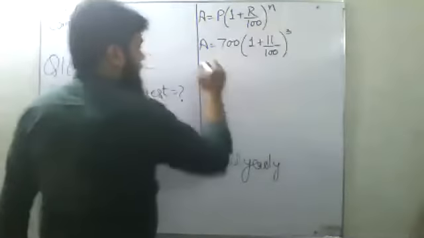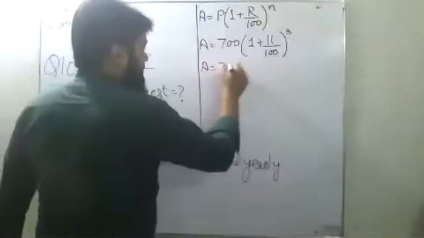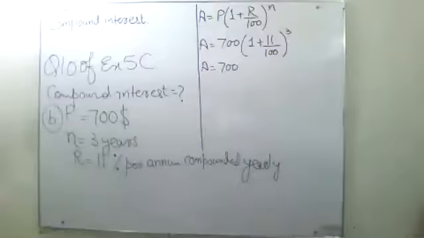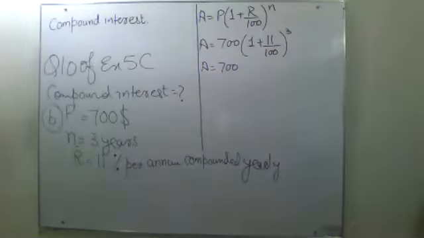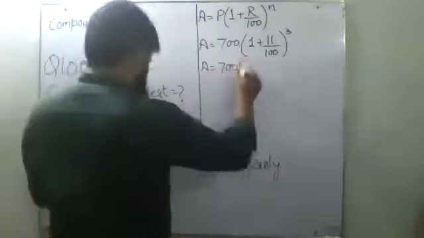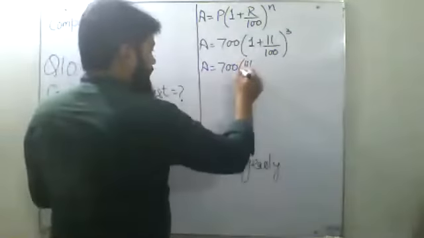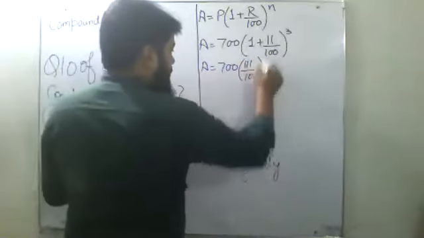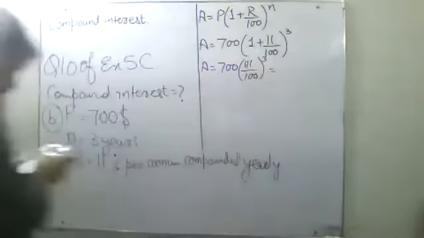So this is like this: A equals 700 times (1 plus 11 over 100). I'm using my calculator, and the result of this one is coming: 111 over 100 whole cube.